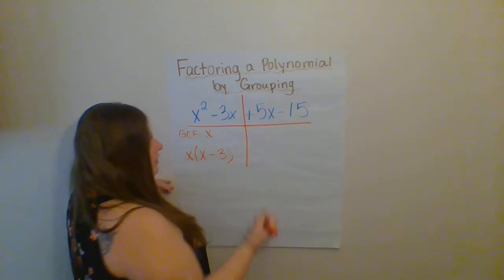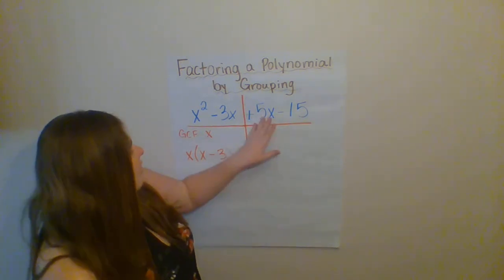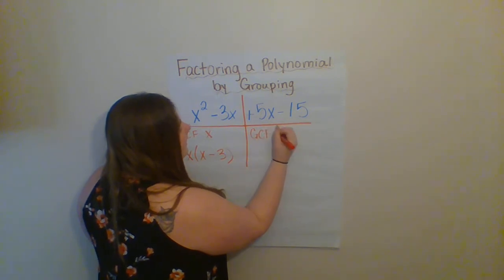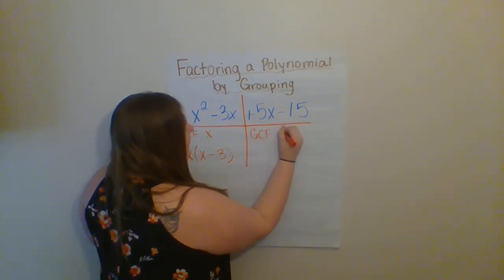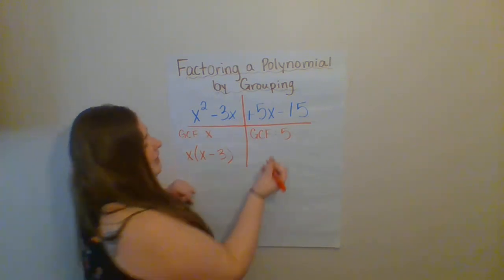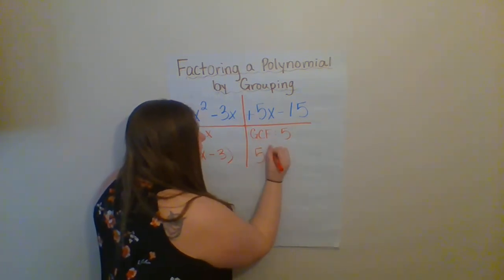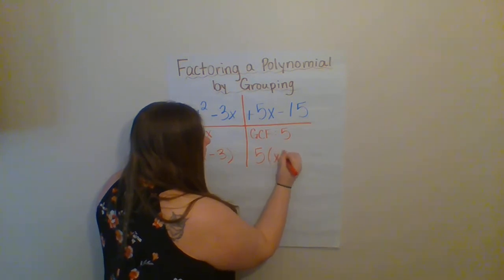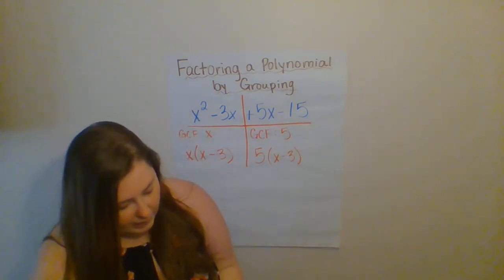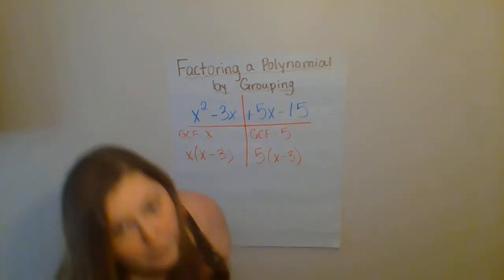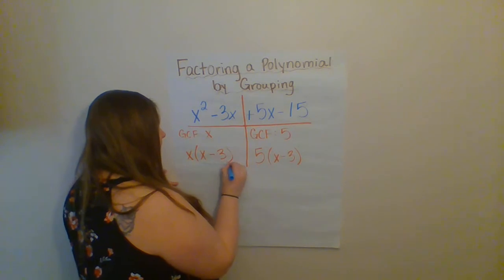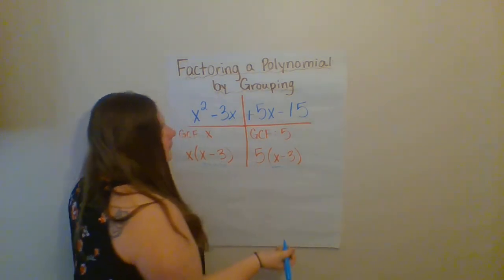I'm going to continue that split down. Our GCF of this second group, 5x minus 15, is 5. So we're going to do the same thing. We're going to factor out that GCF. So it becomes 5 times x minus 3. So now, when you do this, you should notice that now both groups have an x minus 3.